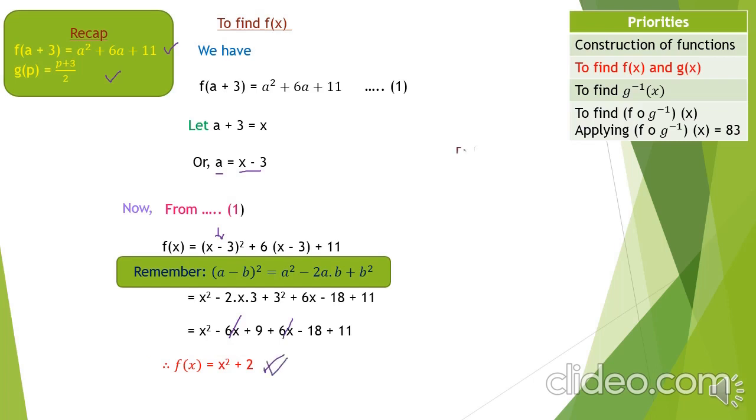Now we have to find g(x). To find g(x), g(x) is given as g(p) is equal to p plus 3 by 2. It is easy to find g(x). Here p is a generic name given to the input variable, isn't it? It's a generic name for the input, so it can be p, it can be x, it can be y also. Or we can say if we input x, then it will replace the p from the function.